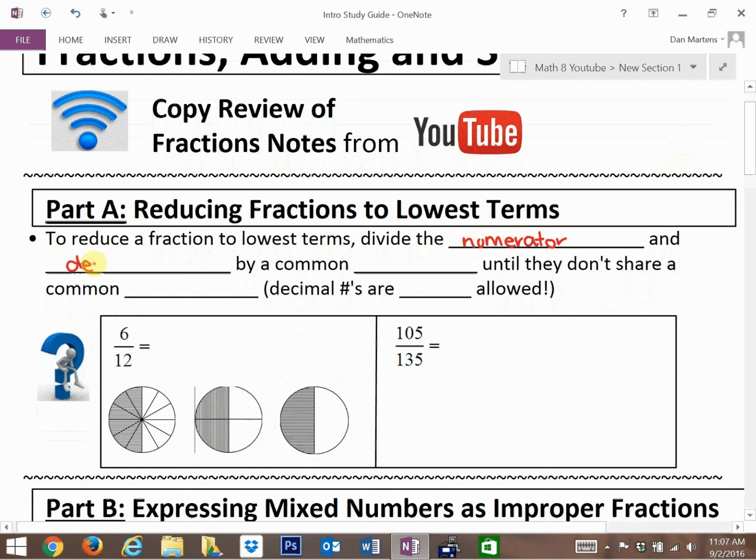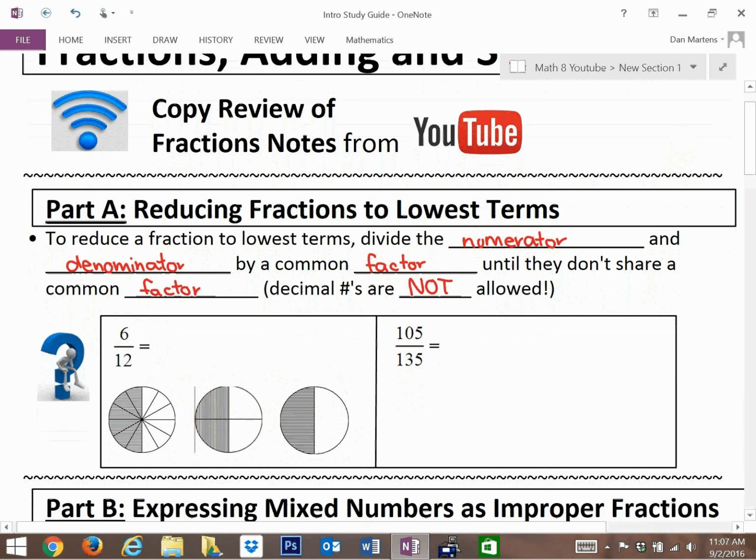and denominator. And you might want to pause this video if you're not very familiar with fractions. Pause this video and rewind it and look at it a few times. That might help you. We divide by a common factor until they don't share a common factor anymore. Another key idea is that decimal numbers are not allowed as we're reducing fractions.